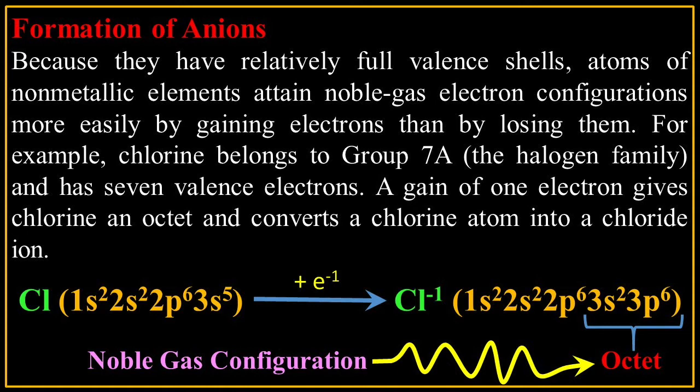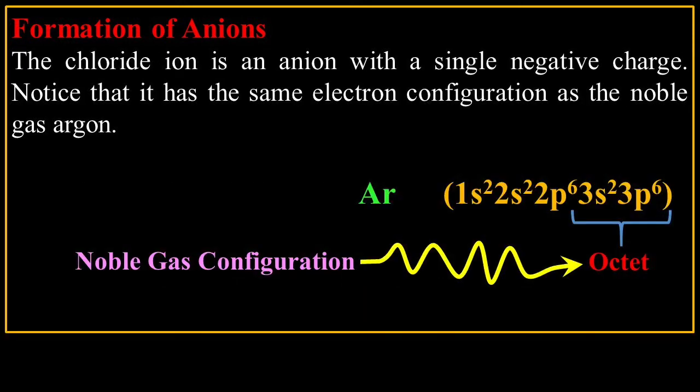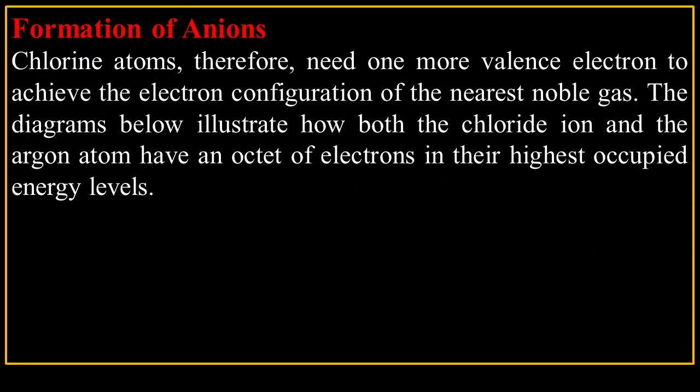So the chlorine will pick up 1 electron and be like argon. That's why it's doing it. It wants to be stable. It wants to have that configuration. The chloride ion is an anion with a single negative charge. Notice that it has the same electron configuration as the noble gas argon. And there is another indication with the brackets as to the octet, the 3s2 and 3p6. Remember, everything that bonds, usually, normally, let's not say everything, but has that octet business.